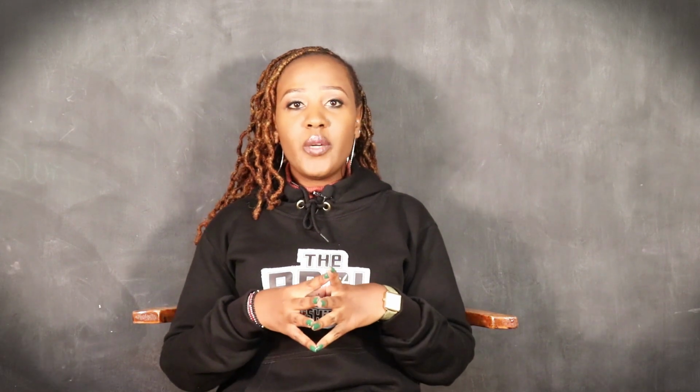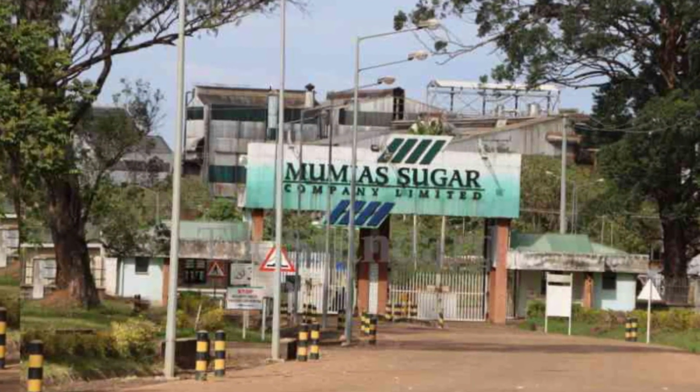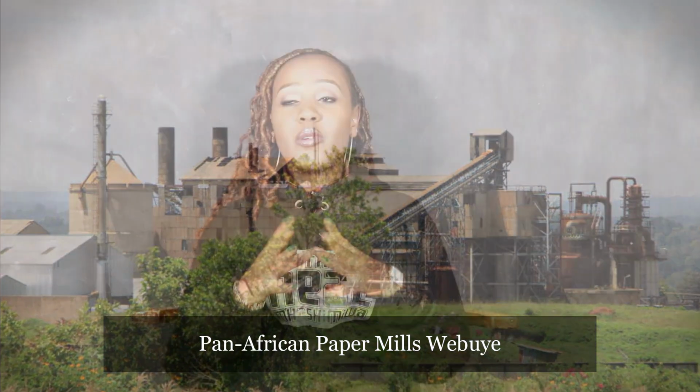Then there's a time when we had enterprises that were owned by the government, which we completely ran down because of mismanagement and theft. These are companies like Mumias Sugar, East African Portland Cement, Pan Paper Mills, and others. So all these companies provided employment to people at one time.